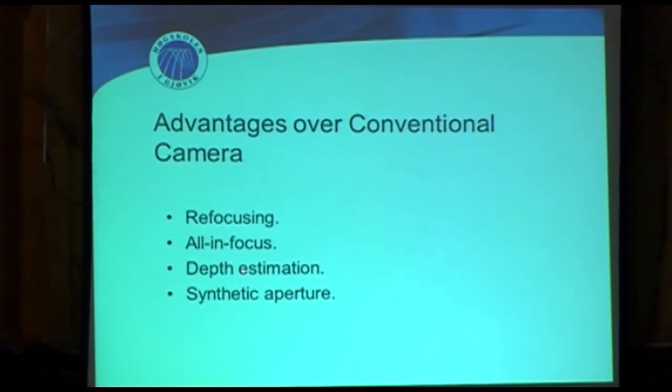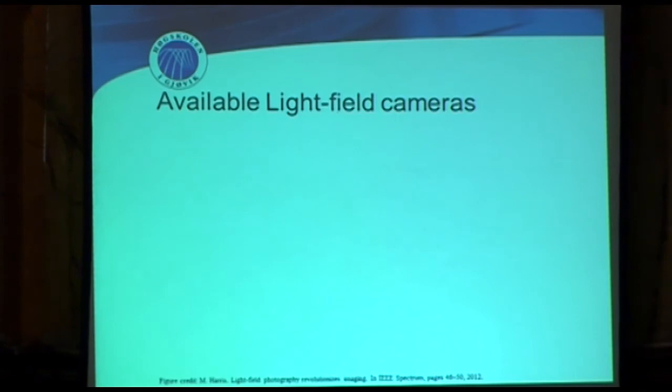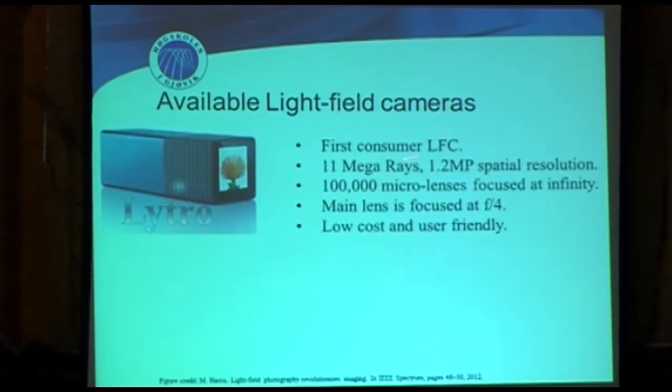And the third is the depth estimation. So in a single shot, we can estimate the depth and we can have a nice 3D image. And the fourth one is the synthetic aperture. So these are the 4 different features that will look like an advantage compared to the conventional camera. So in the market, there are 2 different cameras available.